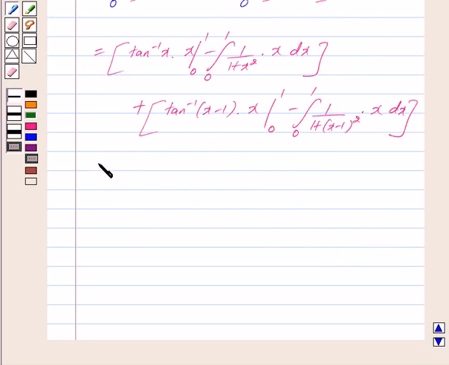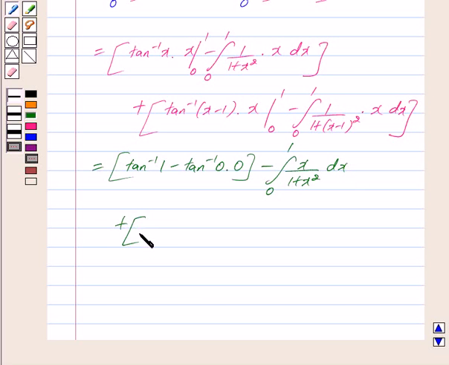This is equal to, now putting the limits here, we get tan inverse 1 minus tan inverse 0 into 0, because we have the upper limit as 1. So putting the upper limit 1 in place of x, we get tan inverse 1 into 1 minus, putting lower limit 0 in place of x, we get tan inverse 0 into 0, minus the integral from 0 to 1 of x upon 1 plus x square dx.